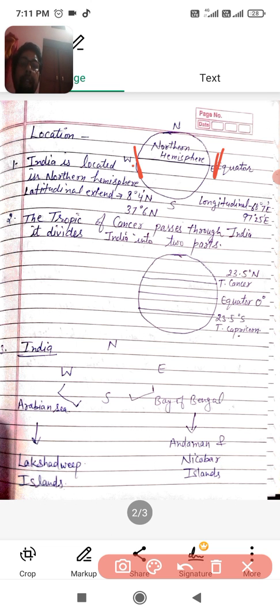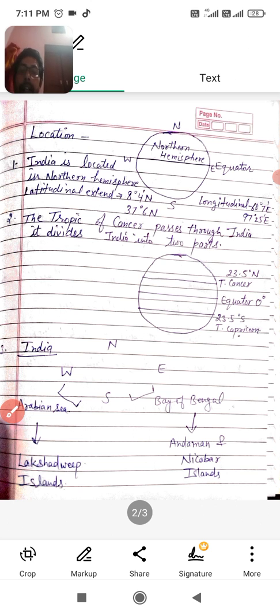And now the next point. India, you know that there is north, south, east and west. In the southeast of India there is the Bay of Bengal. In the southwest of India there is the Arabian Sea. And in the Arabian Sea and Bay of Bengal there are two islands located in India. First one, in the Bay of Bengal, Andaman and Nicobar Islands are located. On the other hand, in the Arabian Sea, Lakshadweep Islands are located. I think you got the point.